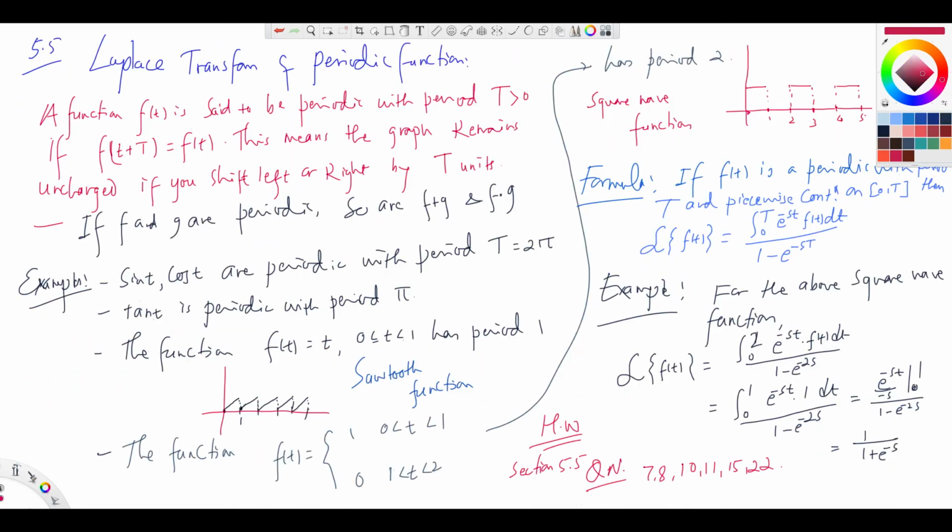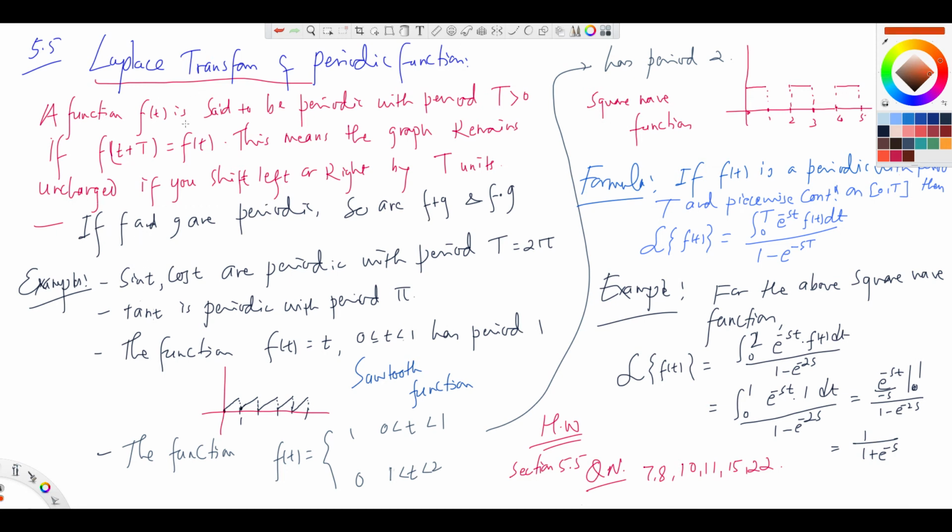The last thing we want to do on section 5.5 is we want to find out the Laplace transform of a periodic function. So first of all, what do you mean by a periodic function? Okay, that's the thing that we want to discuss first. And then we will talk about finding the Laplace transform of the periodic function. Okay.